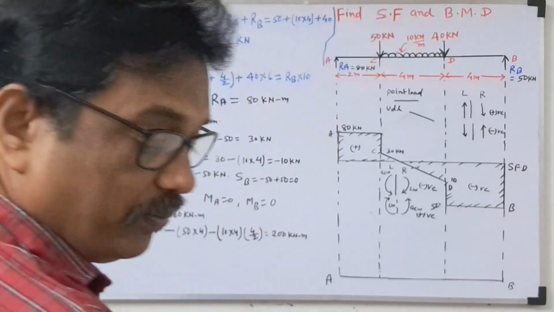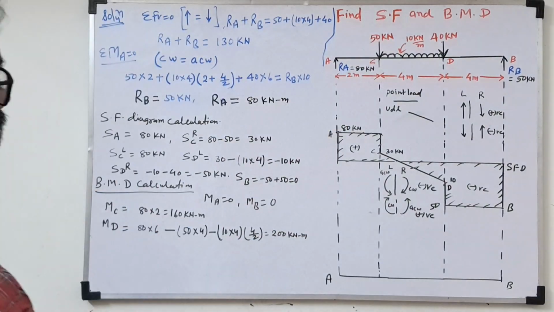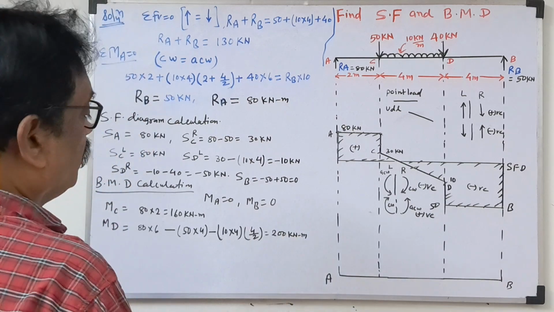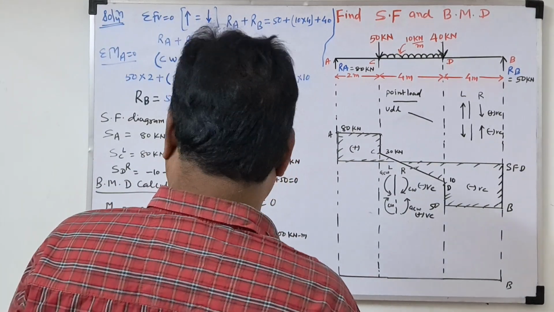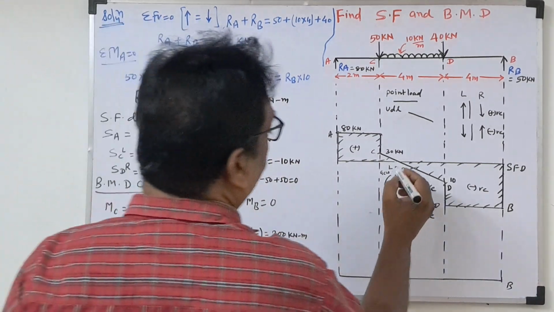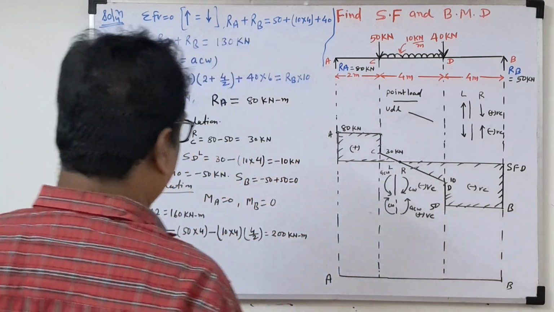So now we'll take the bending moment at E. Bending moment at B is 0. So now look here. Maximum bending moment also we have to calculate. So where is the maximum bending moment? Where the shear force is 0, there the maximum bending moment will come.